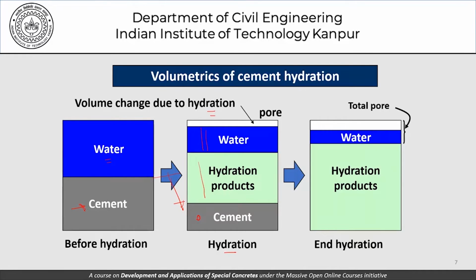Let's keep it aside and let's keep moving forward. At the end of the hydration process, we can see that there is no cement left, and all the cement has been converted to hydration products, and this is the water which is remaining. This is the pore space. Now this total thing is what is giving you the total pore space, because this water also can evaporate out, can be moved out over a long period of time.